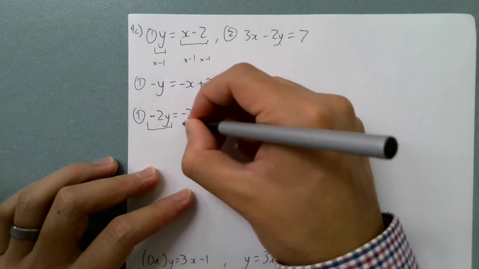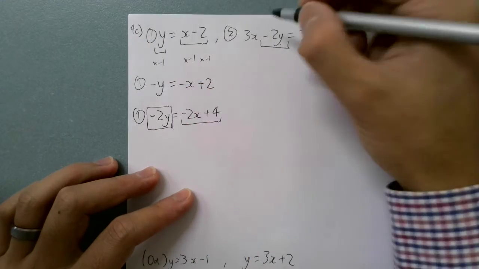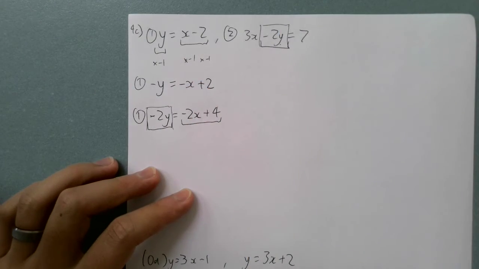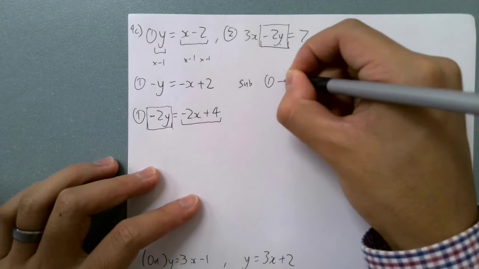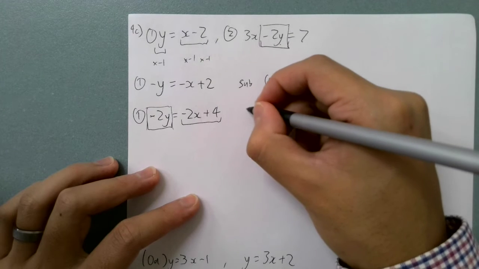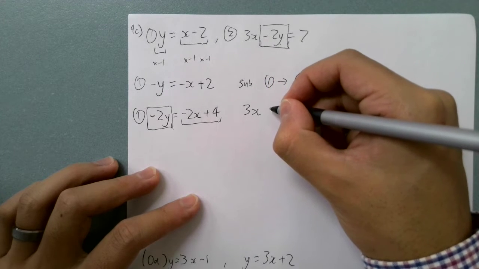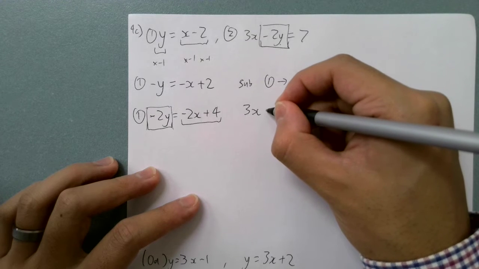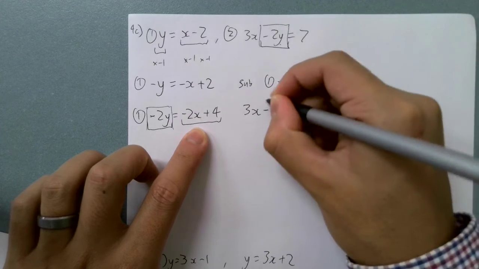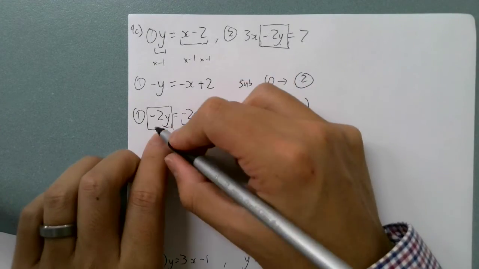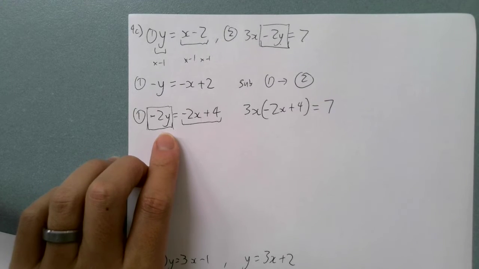And by doing that, what we've noticed here is that this negative 2y is the same as this negative 2y here. Hence, we can substitute equation 1 into equation 2, and what used to be 3x minus 2y equals 7 is now going to be 3x minus 2x plus 4. See how this whole thing replaced the minus 2y, and that still equals 7.